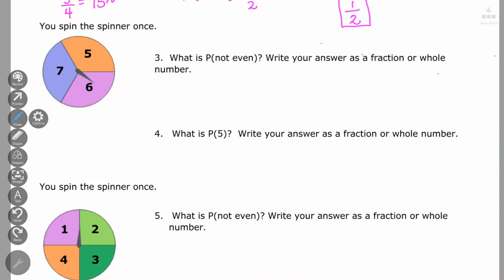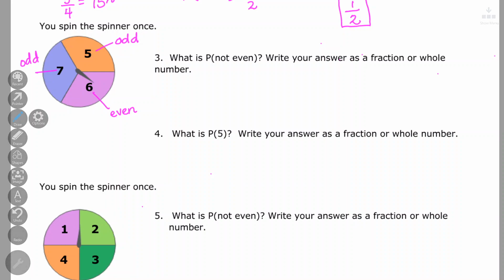Now, we look at these numbers on the spinner. The number 5 is an odd number. The number 6 is an even number. And the number 7 is an odd number. Remember, even numbers are divisible by 2, so you can divide an even number by 2 and get a whole number. So what is the probability it's not even?